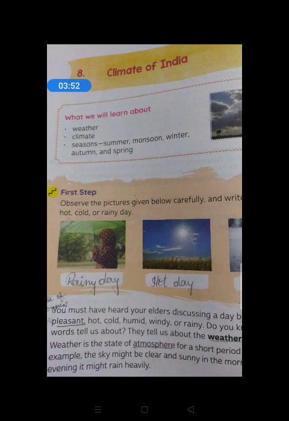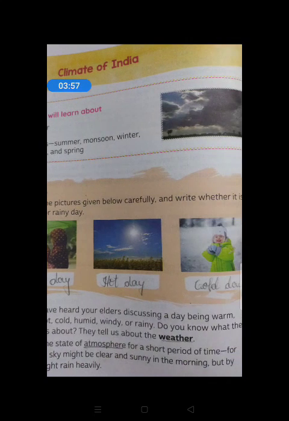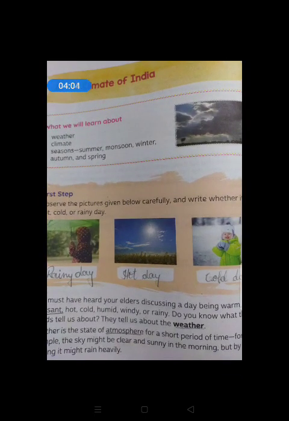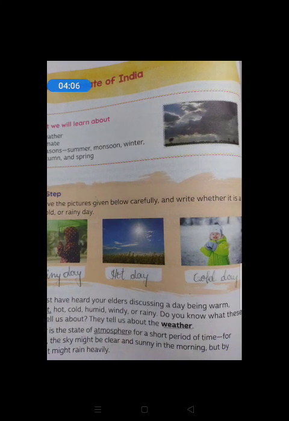See, you must have heard your elders discussing a day being warm, pleasant, hot, cold, humid, windy and rainy.